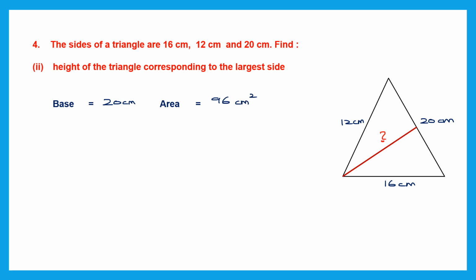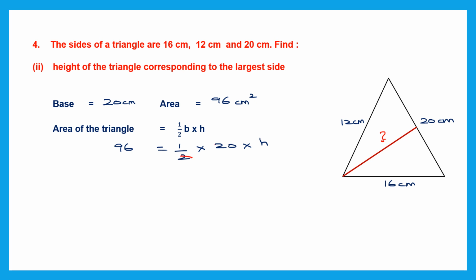Now with the help of the area formula, we can find the height. So what is the area formula? Half into base into height. And the area we know is 96. Then half into base. Base we know is 20. Height we are going to find and the height is what we have written as h. So h is equal to, now before that let's cancel.